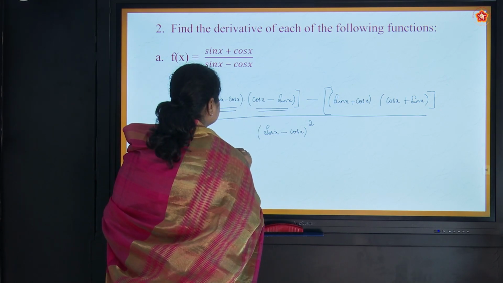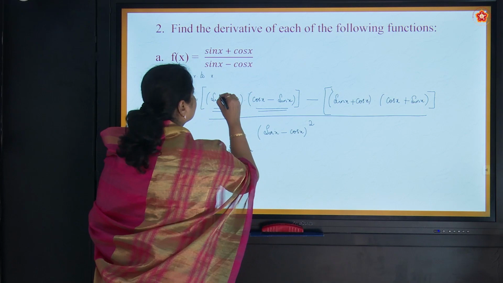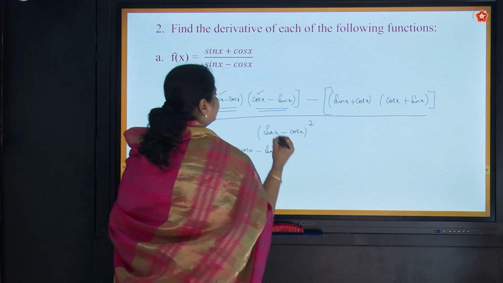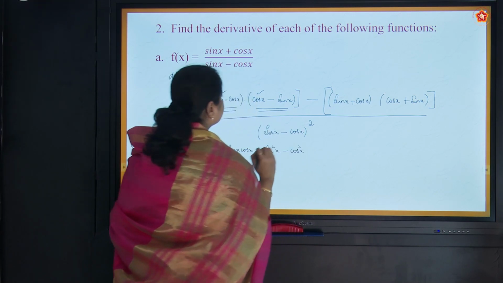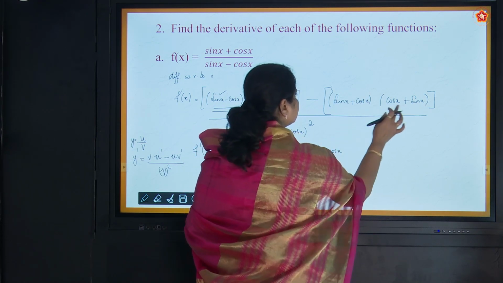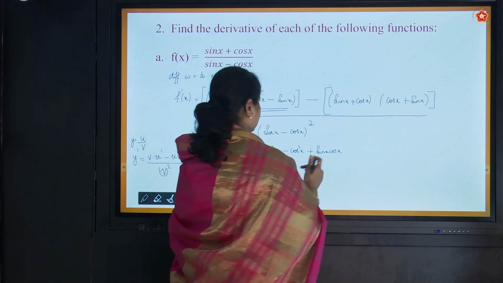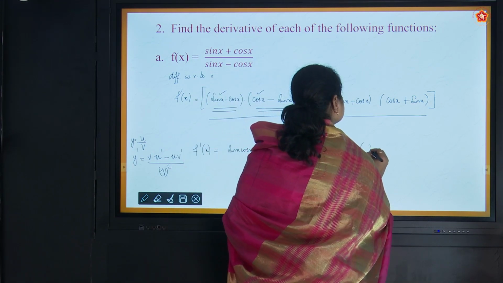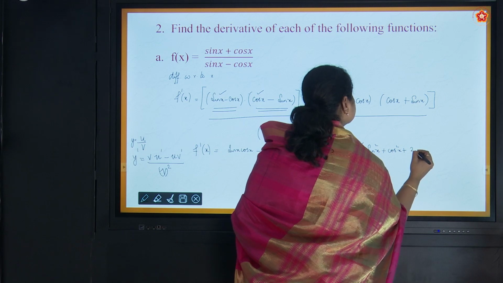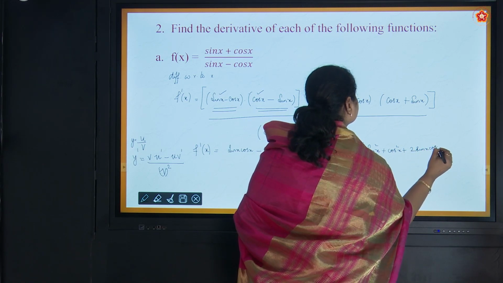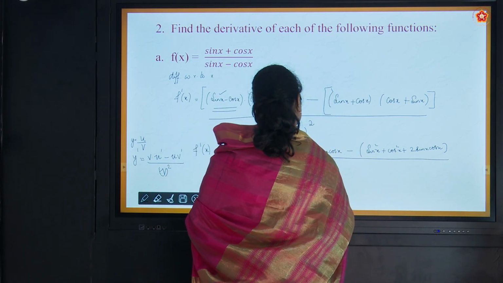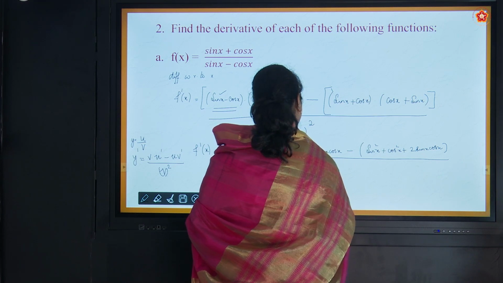So this is sin x cos x minus sin square x minus cos square x plus sin x cos x. This is sin x plus cos x the whole square. So that becomes minus sin square x plus cos square x plus 2 sin x cos x, divided by sin x minus cos x the whole square.